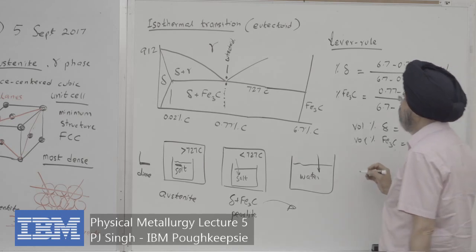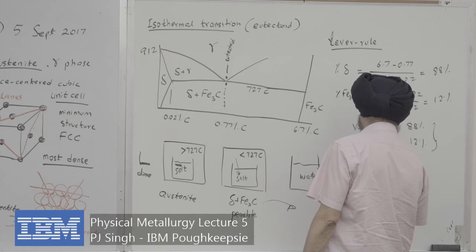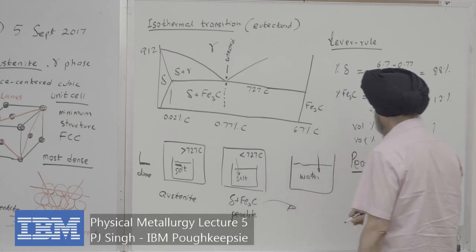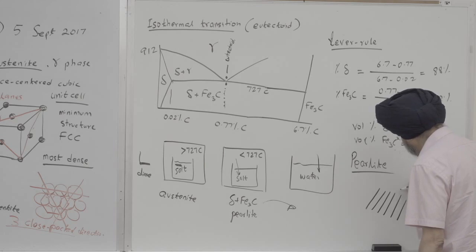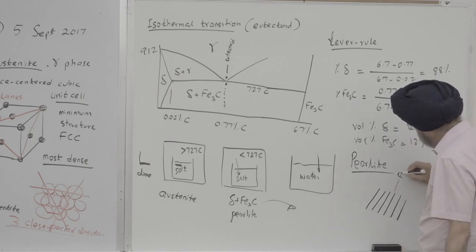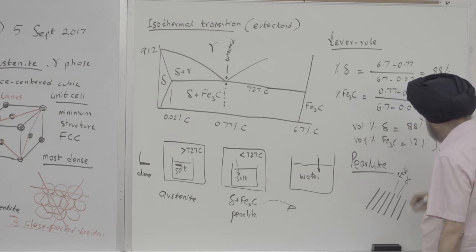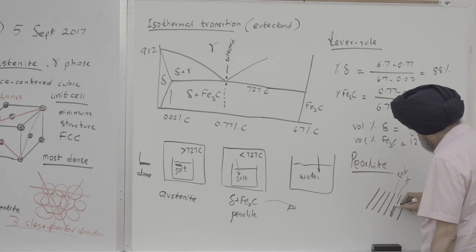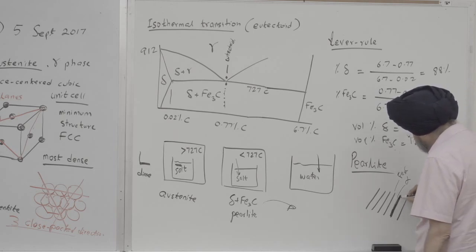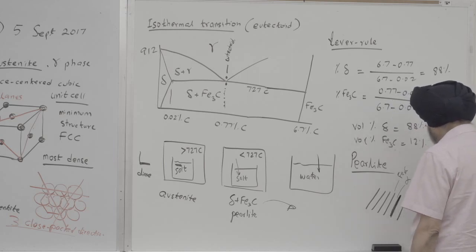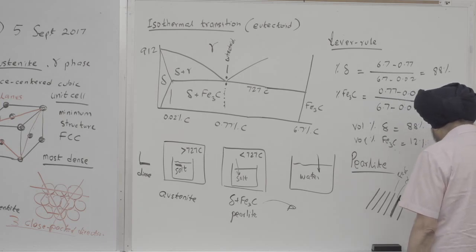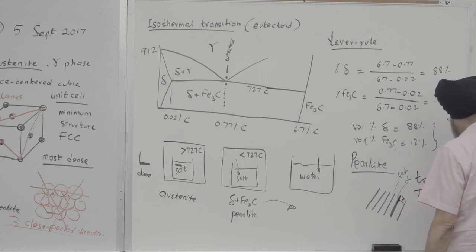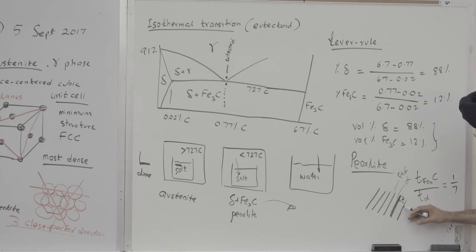So what does the perlite look like? The perlite structure looks like bands, lamellae of Fe3C. I've drawn this dark line as Fe3C, and the space in between is alpha. The thickness of this line is, let's say, T Fe3C, and this is the thickness of alpha, T alpha, and it would be like 1/7. So the space between these lamellae is 7 times more than the thickness of the ferrite.